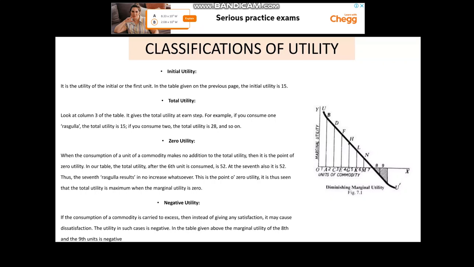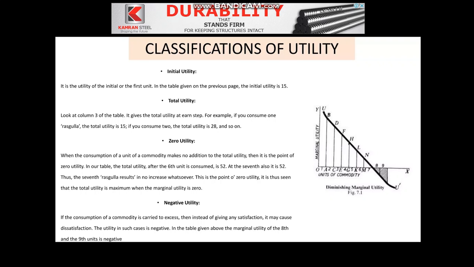Zero utility. When the consumption of a unit of commodity makes no addition to the total utility, then it is the point of zero utility. In our table, the total utility after the sixth unit is consumed is 52. At the seventh also it is 52. Thus the seventh Rasgulla results in no increase. This is the point of zero utility. It is thus seen that the total utility is maximum when the marginal utility is zero.